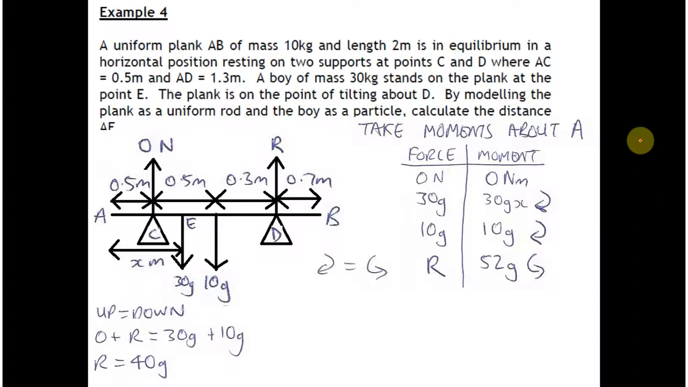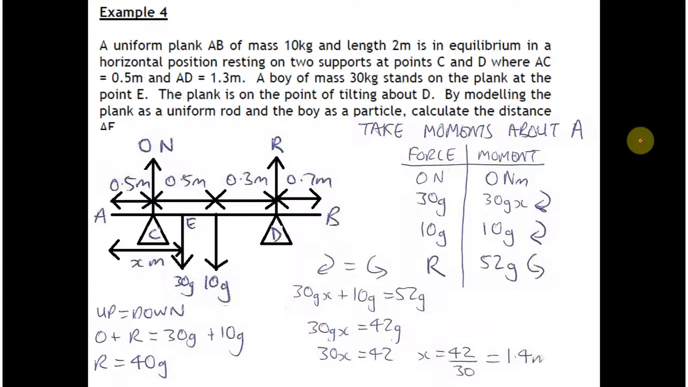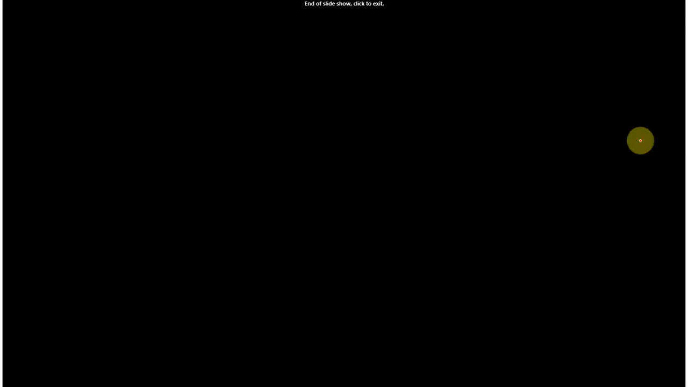So again, we make our clockwise equal to our anti-clockwise, so 30gx plus 10g equals 52g. Take 10g from both sides, 30gx equals 42g. Cancel the g's, 30x equals 42. Divide both sides by 30 to get x, so x equals 42 over 30, and 42 over 30 equals 1.4 meters. And this concludes this presentation.